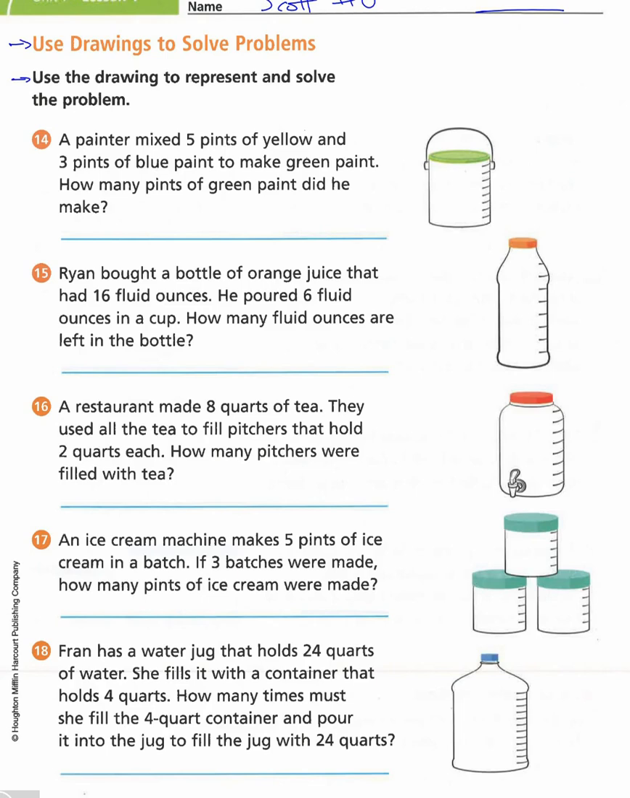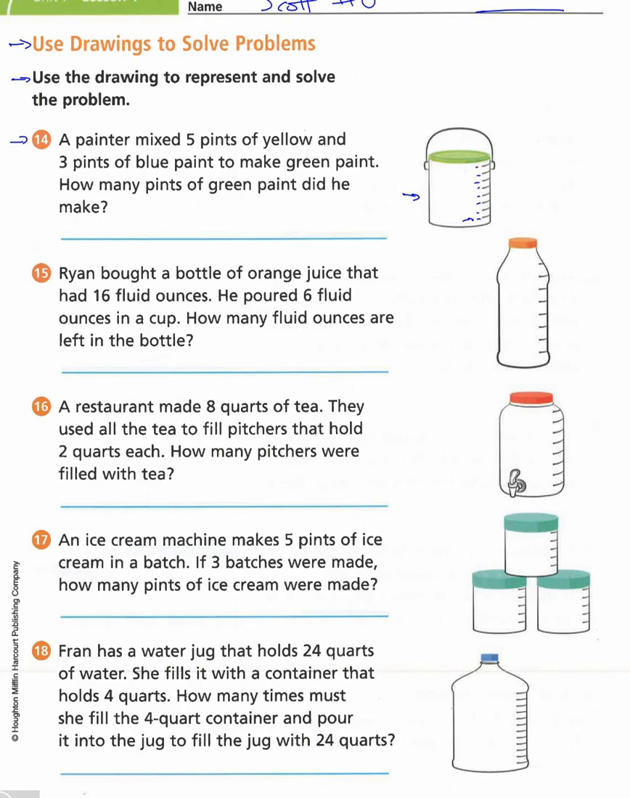So let's go ahead and look at number 14 together. A painter mixed 5 pints of yellow and 3 pints of blue paint to make green paint. How many pints of green paint did he make? So looking at this picture over here, you can see those little hashed lines down on the bottom here. And if we count them, right, 1, 2, 3, 4, 5, 6, 7, 8, right?